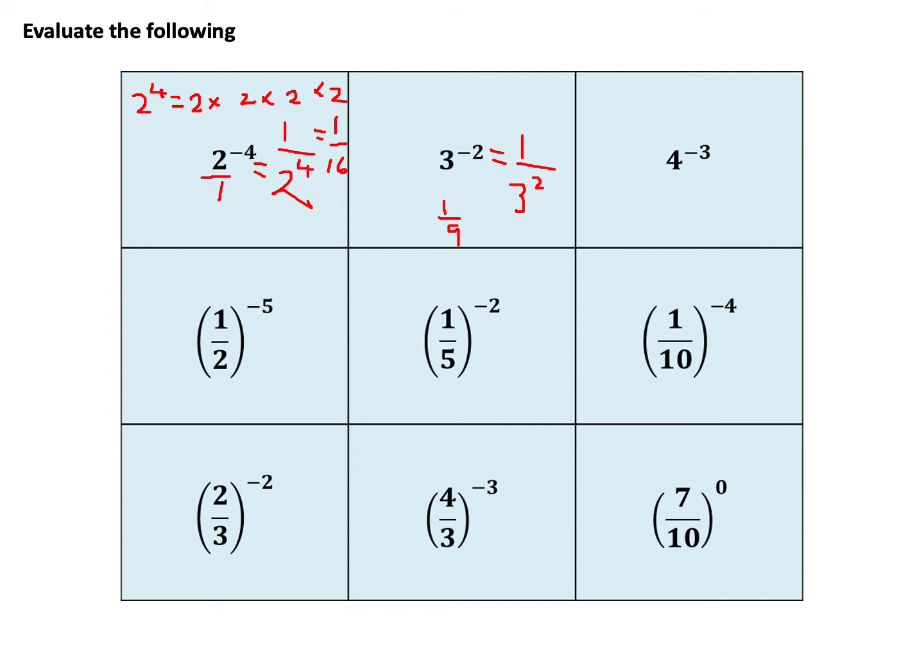Question number 3, guys. 4 to the minus 3 is going to be 1 over 4 cubed, which is 1 over 4 times 4 times 4, which is 1 over 64. 4 times 4 is 16, times 4 again is 64. So the answer is 1 over 64.